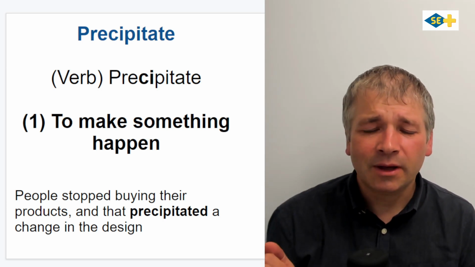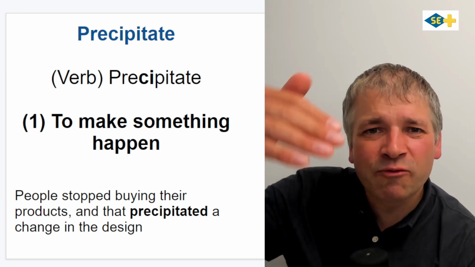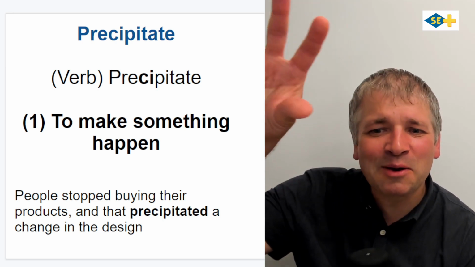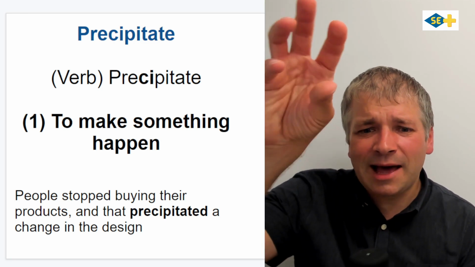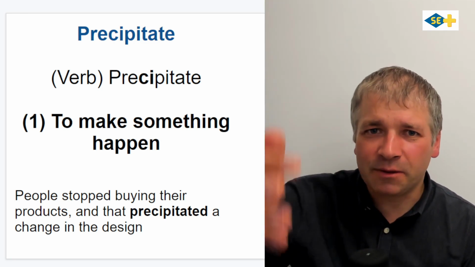Precipitate. We often use this with weather. When rain comes out of the sky, we have clouds in the sky and they precipitate. Rain comes out of it. The clouds lead to something else happening, the rain coming down.